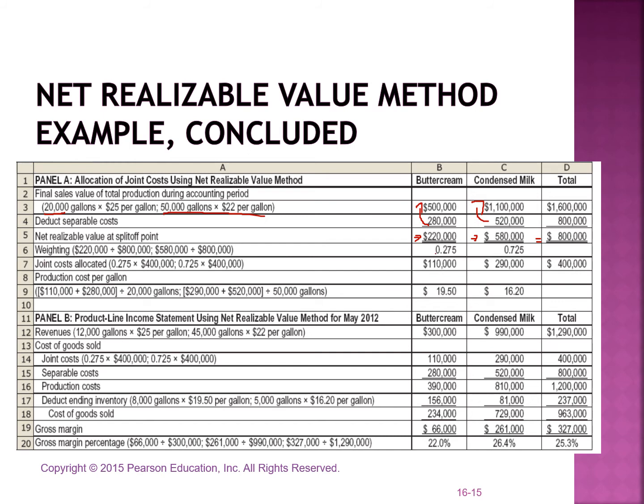This will be multiplied by the 400,000, which is the joint cost. So in the first column, the joint cost part that will be allocated to the butter cream is $110,000, and for the condensed milk is 290,000, which totals 400,000. The production cost per gallon will be, as you can see here, $110,000 plus 280,000. From where did we get those numbers? The 110 is the part of the joint cost here. This is one.